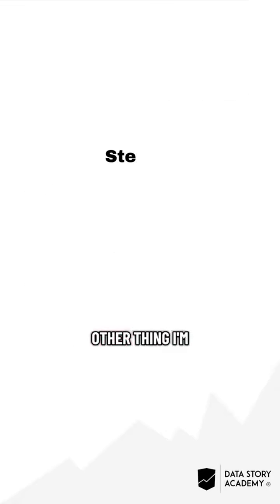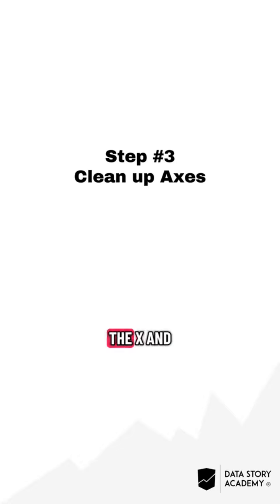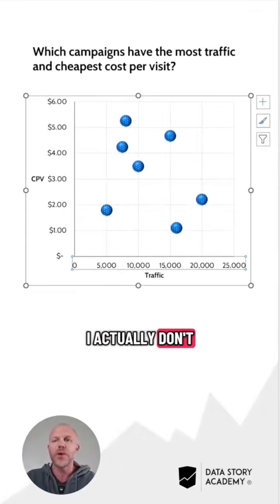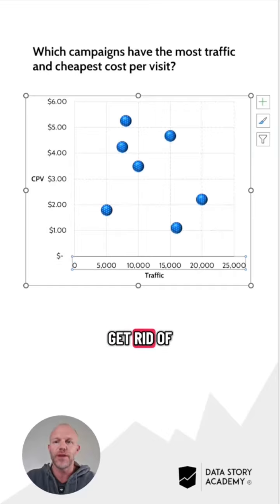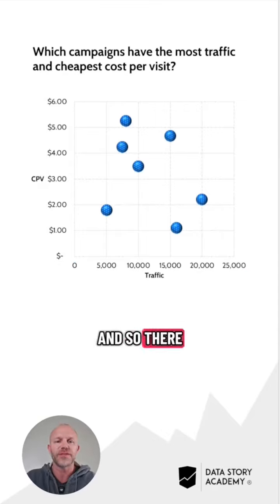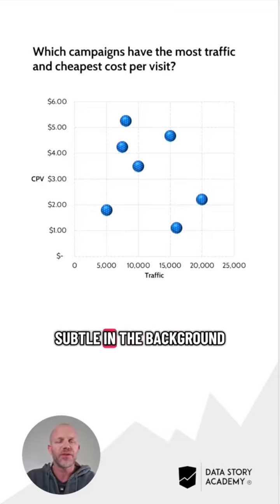And then the other thing I'm going to do, you'll see these black lines on the X and Y axis. I actually don't want those. I'm going to turn them off. So I'm going to set both the X and Y axes to be no line. And when I do, it will get rid of both of those lines. And so there you go. You've got those dashed gray lines to be able to leverage those to see where the values fall on the scatter plot, but they're a little more subtle in the background, which I love.